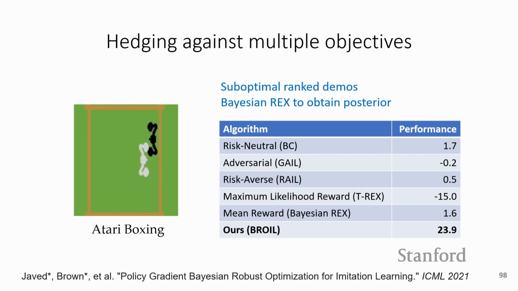And across the board, everything performed much worse than the BROIL approach, which is trying to hedge against its risk, kind of playing whack-a-mole with the different hypotheses that it might have, and really trying to find a reward function that performs well across the distribution, allowing it to balance these multiple competing objectives.